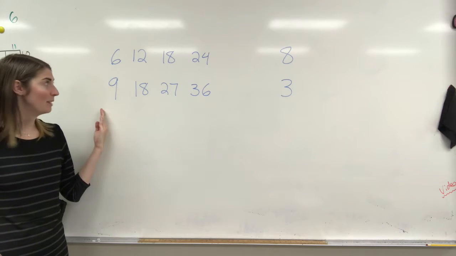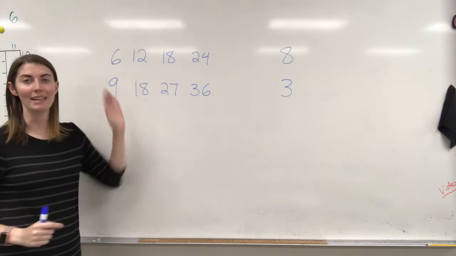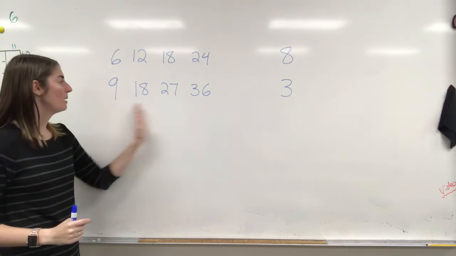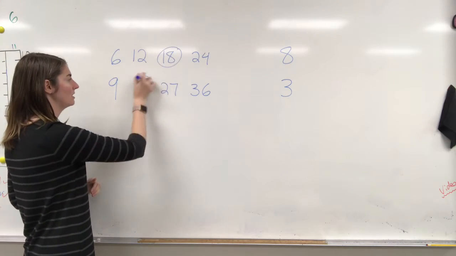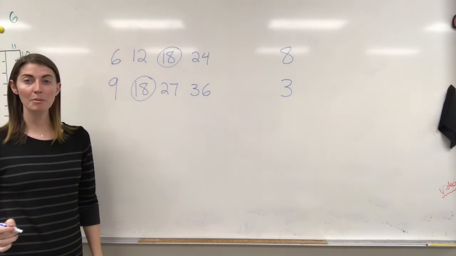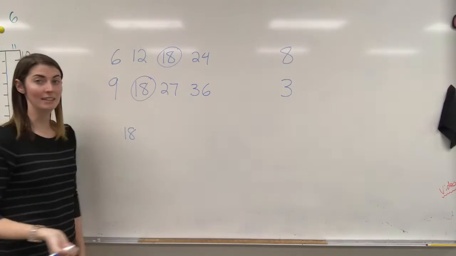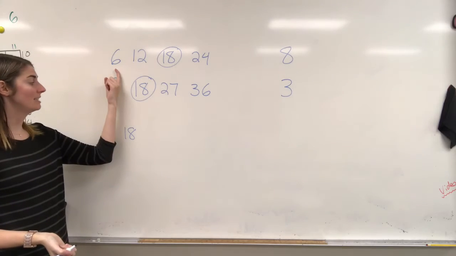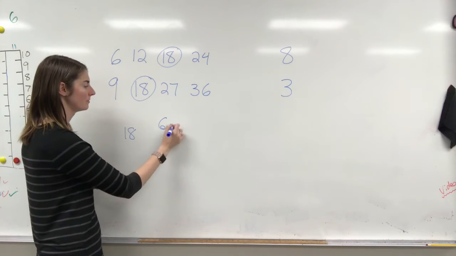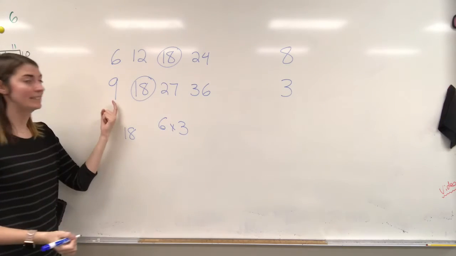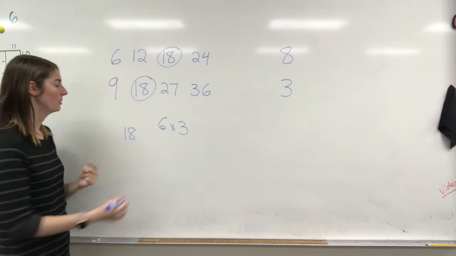Now that I've listed out a few of my multiples, I'm going to look for the least, the smallest, that's the same. So which number appears in both my multiples of 6 and my multiples of 9? Well, it's 18. So the least common multiple of 6 and 9 is 18. To get to 18, we did 6 times 3. And to get to 18 from 9, we did 9 times 2.